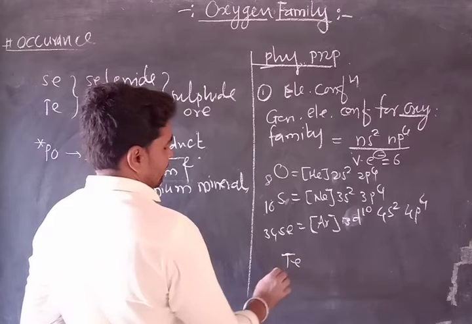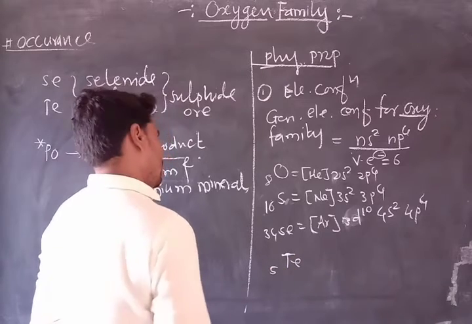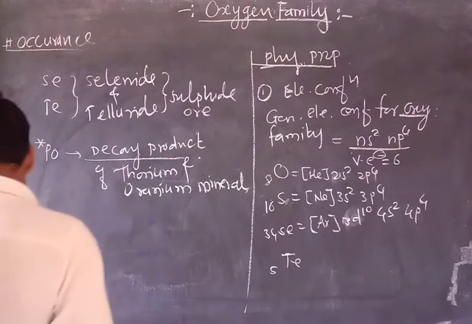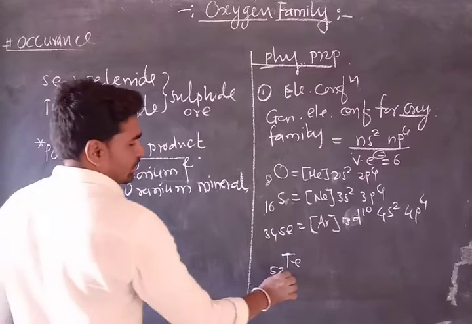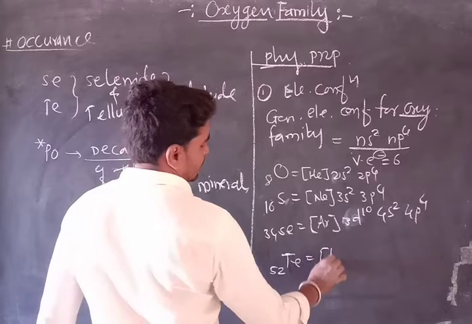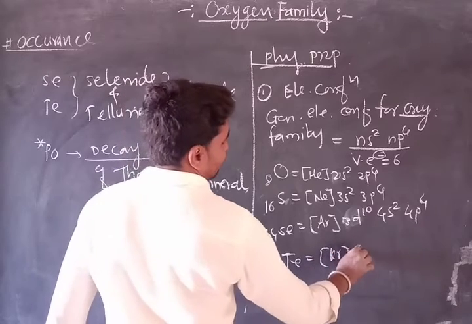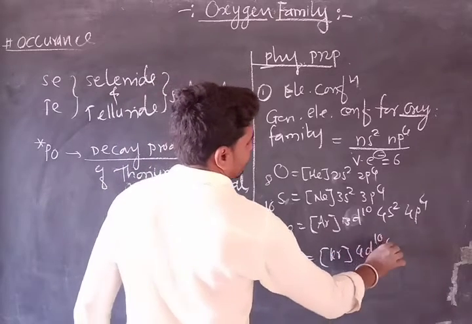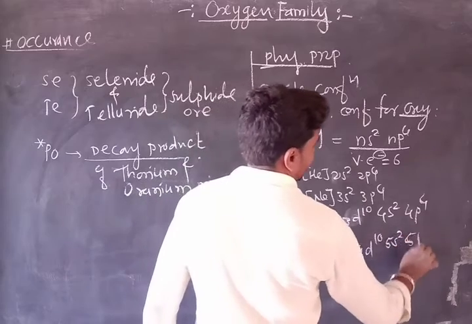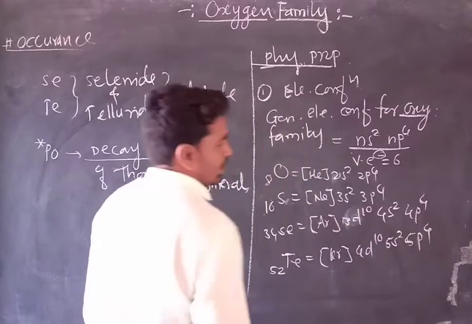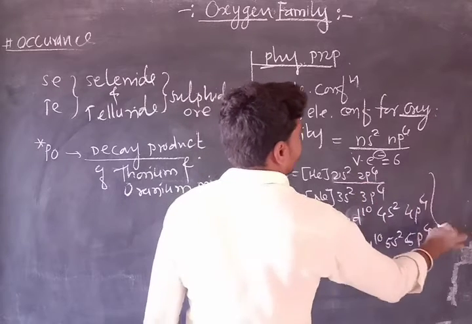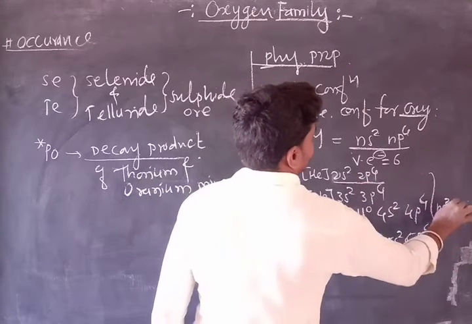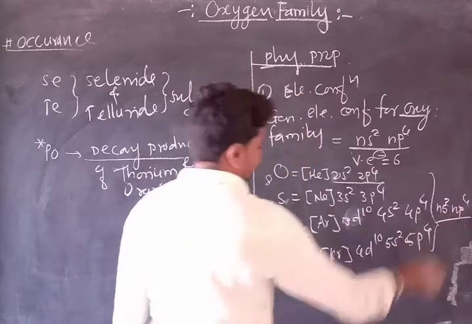Again, I have written here the electronic configuration for tellurium, having atomic number 32, and its electronic configuration is krypton 4d10 5s2 5p4. Each element has a general electronic configuration of the ns2 np4 type.